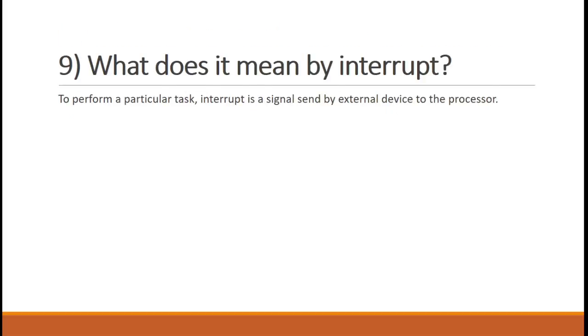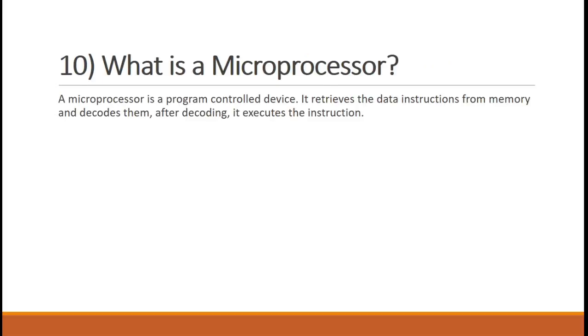9. What does it mean by interrupt? Interrupt is a signal sent by an external device to the processor to perform a particular task. 10. What is a microprocessor? A microprocessor is a program-controlled device. It retrieves the data instructions from memory and decodes them. After decoding, it executes the instruction.